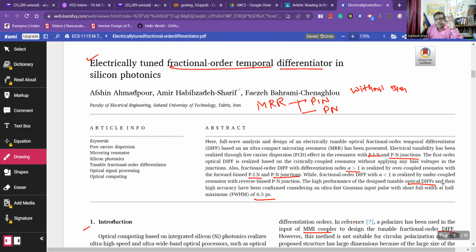Also fractional order differentiator with differentiation order alpha greater than 1 is realized by overcoupled resonator. That is called overcoupled resonator with forward bias PIN and PN junction. Both are in forward bias.